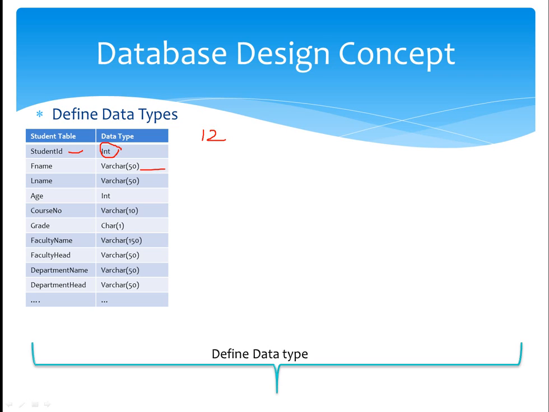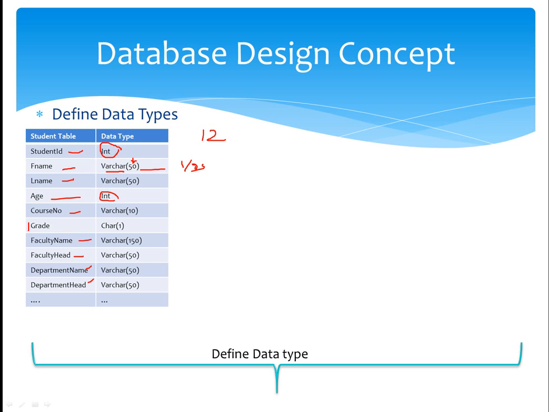When you come to first name, for example, you can take Yosef as an example. Yosef is a character. That means it's a variable character. Variable character means the maximum size is 50, as you can see here, but it can be less than 50. The same is true for last name and course number. When you come to faculty name, faculty head, department name, and department head, all these are variable characters. Age and student ID are integers. Age cannot be a variable character.